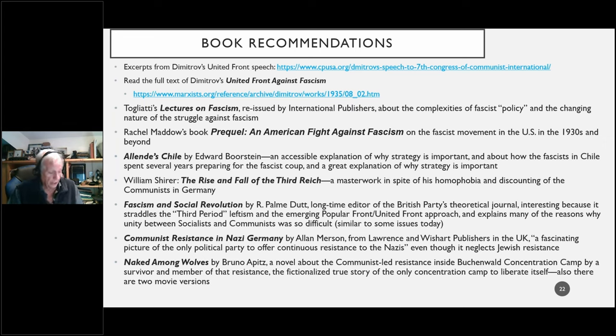And a novel that I recommended last time, Naked Among Wolves, which was written by a communist who was incarcerated in Buchenwald concentration camp. So it's a fictionalized account of that being the only concentration camp which liberated itself. Of course, they were able to do so because the Allied armies were on the march and getting close. It's a very hard book, but a marvelous novel.